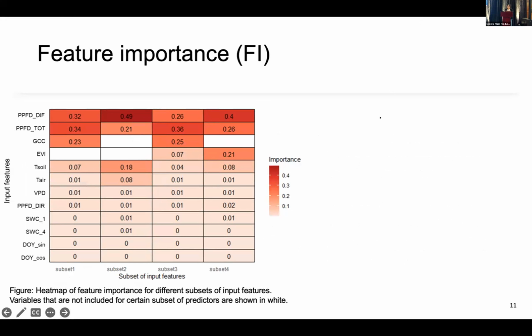Here I'm showing the results for the feature importance. Actually, the heat map is about 4 models, 1 model for each column. I'm doing so because I want to know the role of GCC, if it really improves the model or how important it is. So basically the four models are including or excluding GCC or EVI in the model. But there are some consistent results.